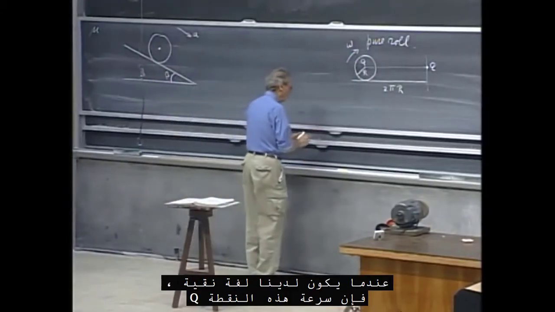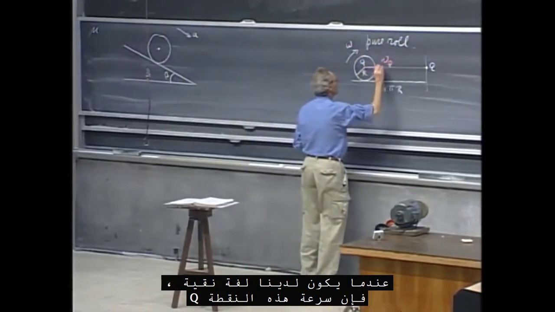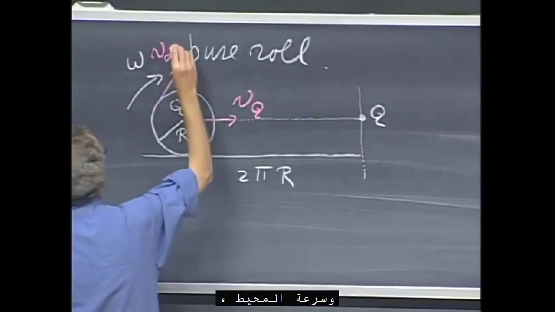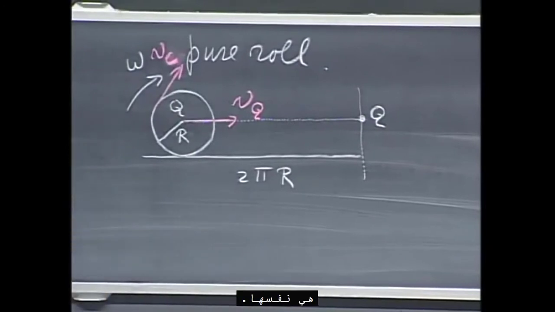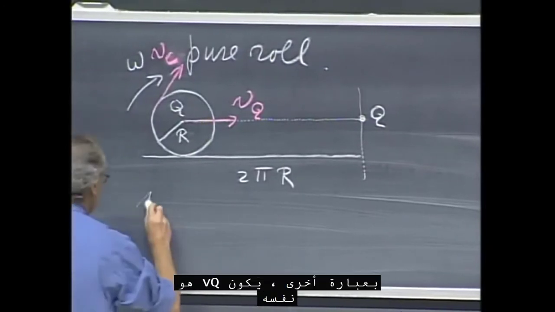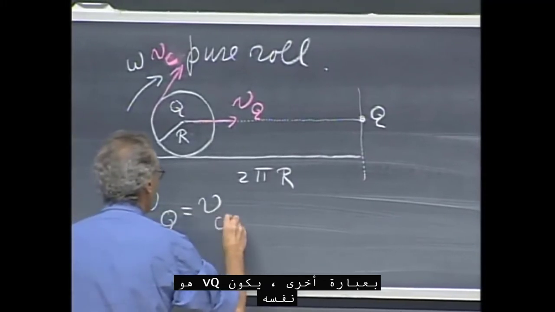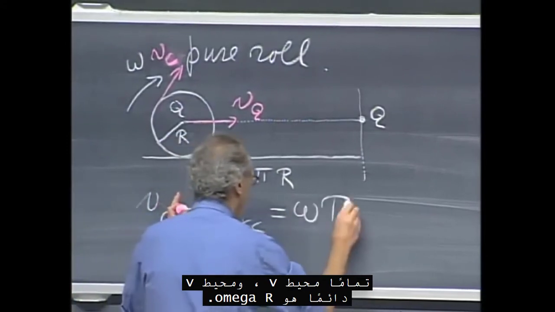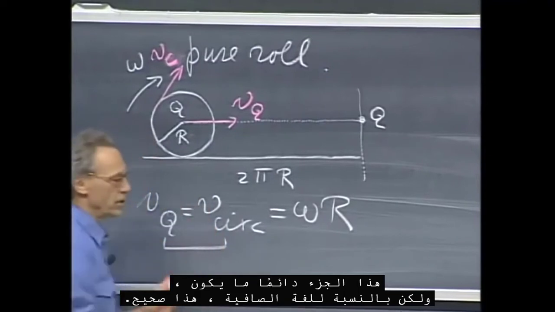When we have pure roll, the velocity of this point Q and the velocity of the circumference, I'll just put a C there, are the same. In other words, V_Q is then exactly the same as V circumference, and V circumference is always omega r. This part always holds, but for pure roll, this holds.